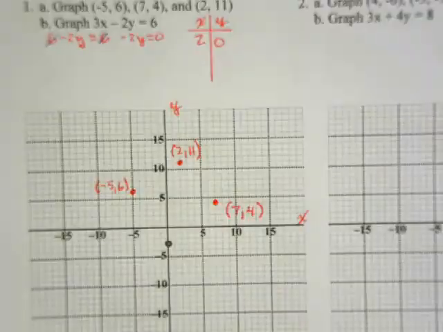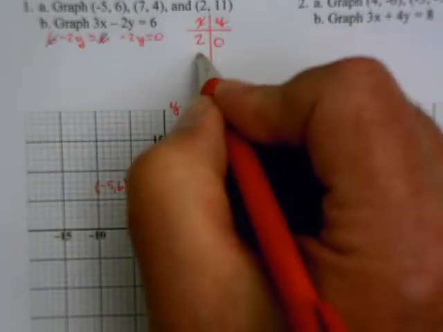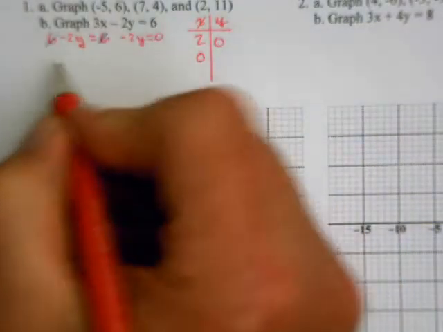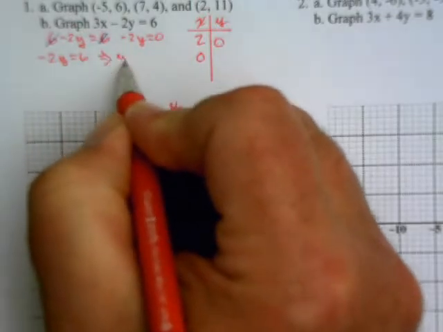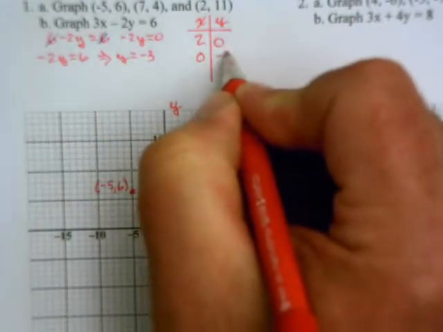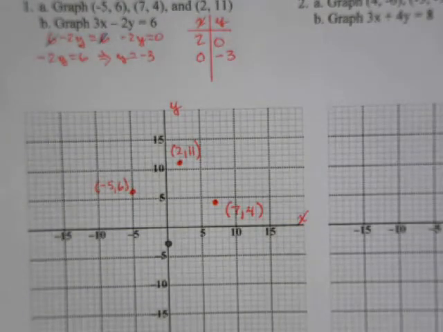Now, that's making the y 0. What if I make the x 0? Then that leaves me with negative 2y equals 6, which means that y equals negative 3. And so I have a second point. In reality, that's all I need for a straight line, two points. But practically speaking, I should always do 3 or 4 points, because if I make a mistake, I can catch it if the 3 or 4 points don't line up. If I only do 2 points, they always line up, so I can't ever see that I've made a mistake.